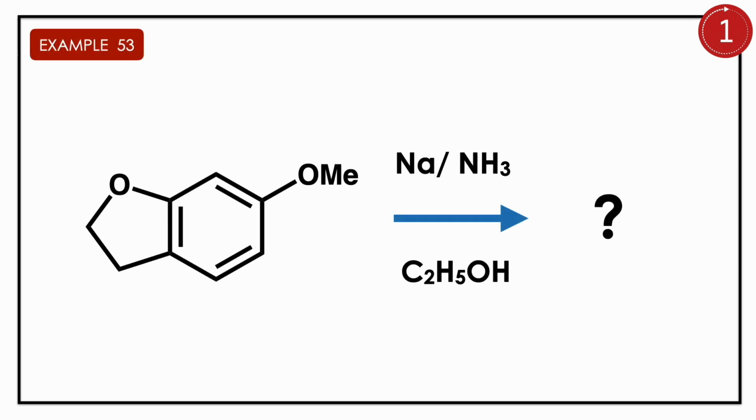Then the next example, you have benzene attached to a 5-member oxygen ring and an O-methyl group. You are reacting with sodium and ammonia, ethyl alcohol. You should find what will be the final product.